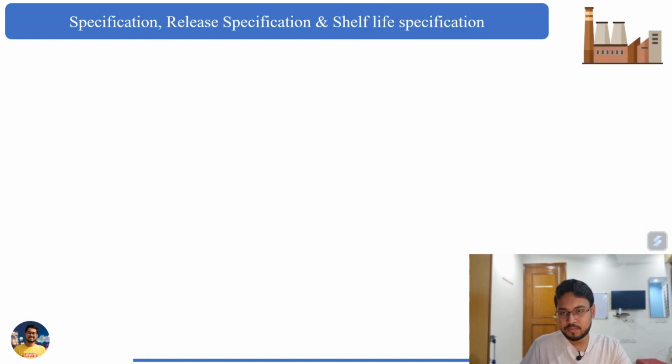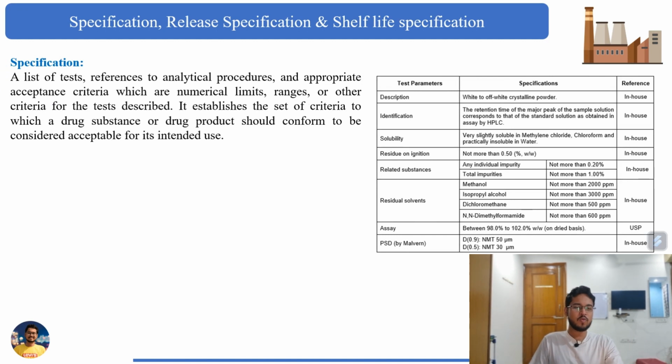Now, this is also a very important slide. What is specification, release specification, and shelf life specification? These are the terminologies you will hear almost every day in a pharmaceutical industry. And without these terminologies, you will not understand the ICH guideline. Now, specification in simple language, the definition you can see on the screen, is the official ICH definition.